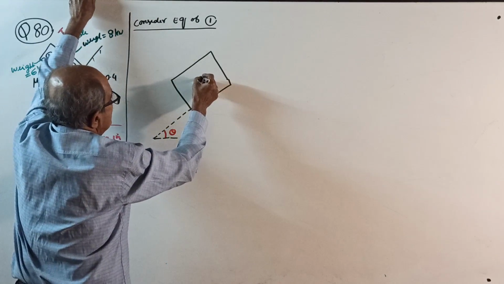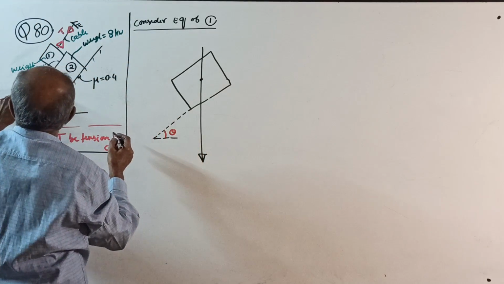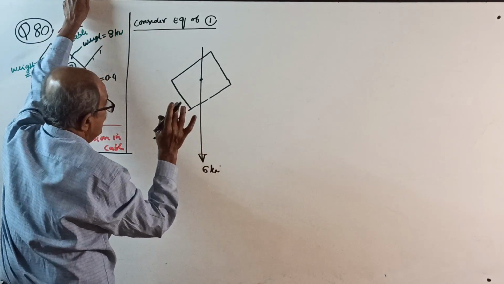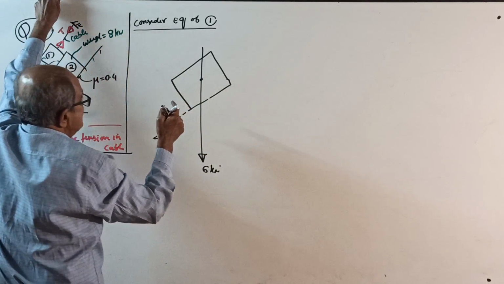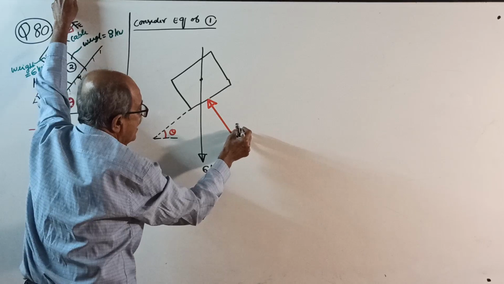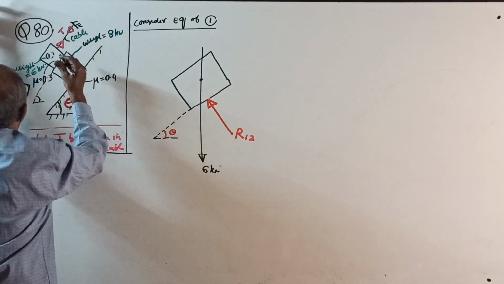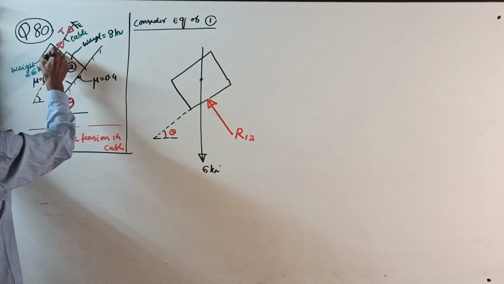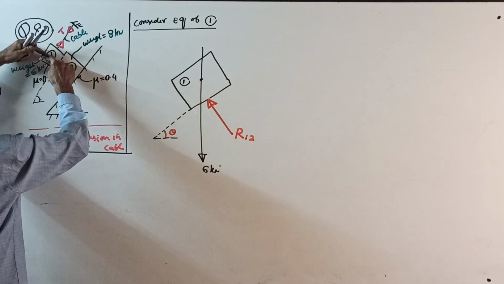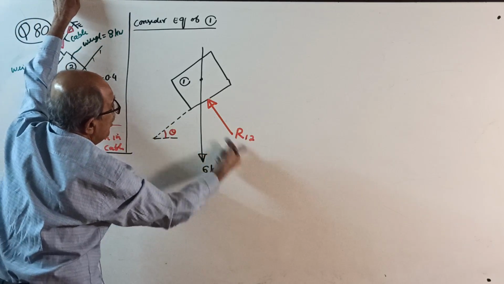How much weight? I will solve in front of you. 6 kilonewton. Then, very important now, you should write: let R12 be the normal reaction for block 1 from block 2.